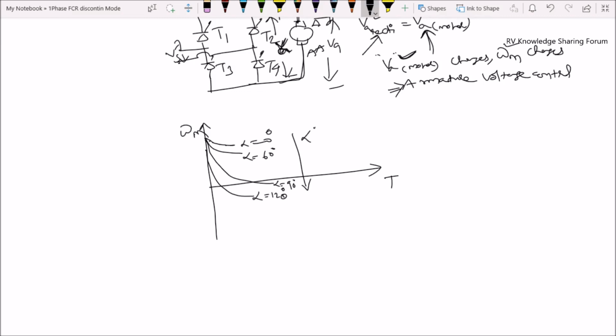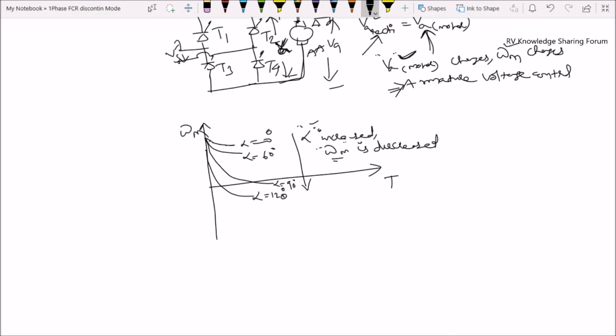When the firing angle alpha is increased, the speed decreases, which we can see from our graph or the characteristics diagram. This is because when the firing angle alpha is changed, the average output voltage of the rectifier changes. When the average output voltage of the rectifier changes, the armature voltage of the motor changes, and when the armature voltage of the motor changes, the speed also changes.